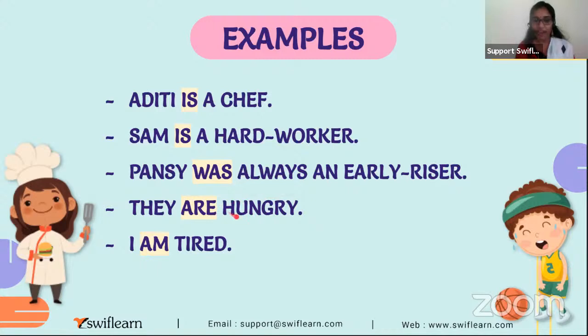And they are hungry. Here we have are, which is again a state of being verb. Why do we use are here? Any guess? Yes, they. They means persons who are more than one, two or more than two. So that's why we use are.